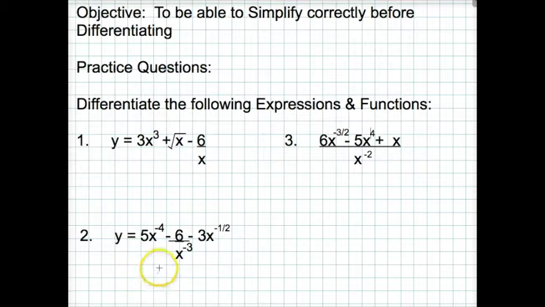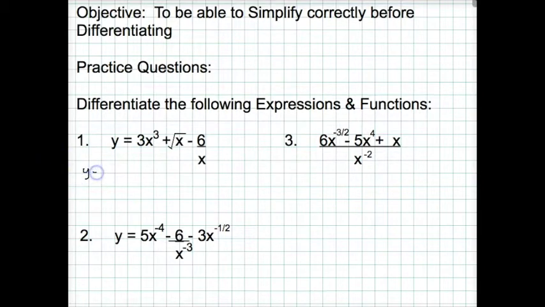Hi, welcome back. What we're going to do now is go through these three questions, simplifying them first and then differentiating. So we've got question 1. It's in a format that's got fractions included, it's got roots included, it's got lots of negative powers here. We want to simplify these and try and get all of this onto one line first before we differentiate, because it puts it in a better form to be able to do this. So I'm going to simplify this expression first of all.